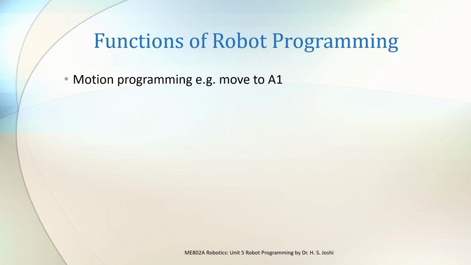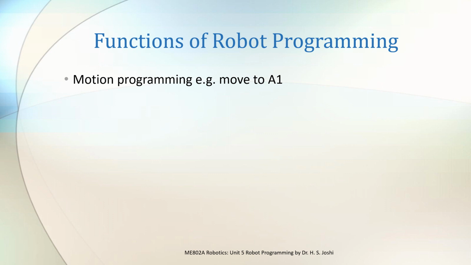So what is the requirement of programming? There are different requirements from the robots to be completed, so for that, we need to program the robots. The first one amongst that is motion programming. We expect the end effector of the robot to move from one point to another point, and that is what we call motion programming.